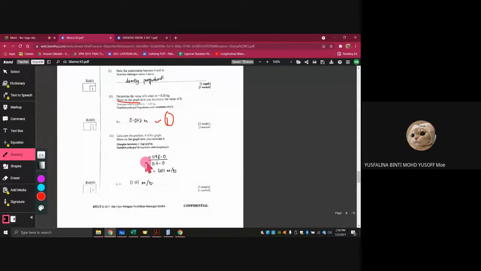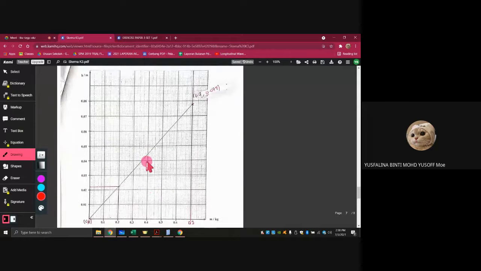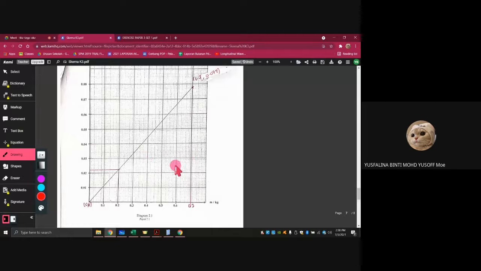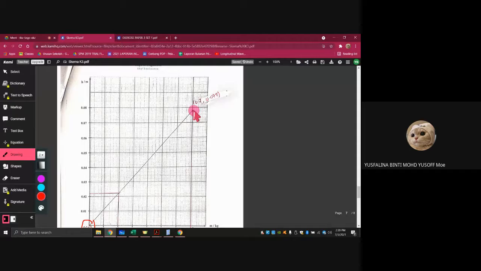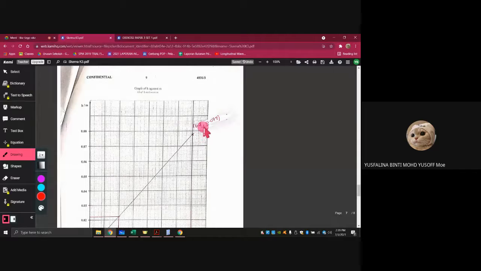And for number 3, calculate the gradient. So the gradient, again, I told you must have a triangle. How to draw a triangle? So first you decide which points you want. There are 2 points you have to decide. So for me, I take the first one here, origin 0, 0. And another one I put here. I take here. So after that, I put the coordinate. What is the coordinate for this one? 0, 0. And for this one is 7, 0.78.